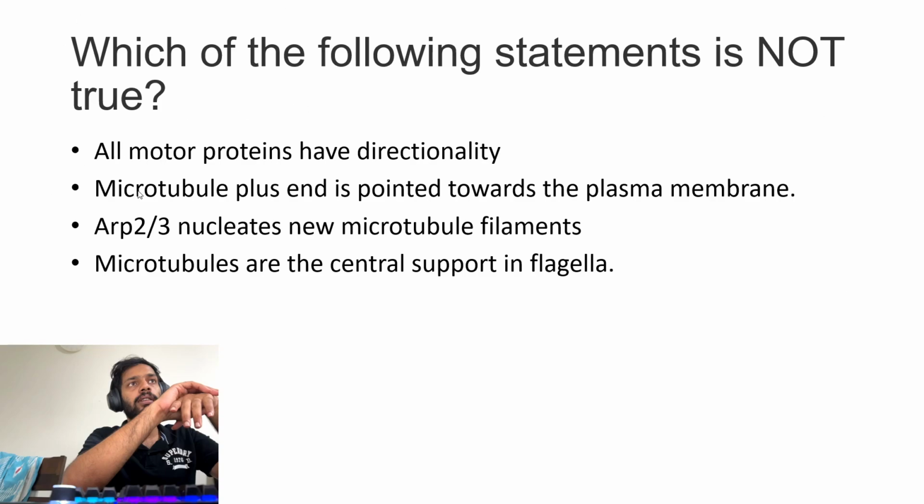Okay, so it is in fact true that the microtubule plus end is pointed towards the plasma membrane, and all motor proteins do have directionality. This is something we've just discussed, which is ARP2/3 nucleates new microtubule filaments. It nucleates actin filaments, not microtubule filaments. So microfilaments and actin filaments is what ARP2/3 nucleates.